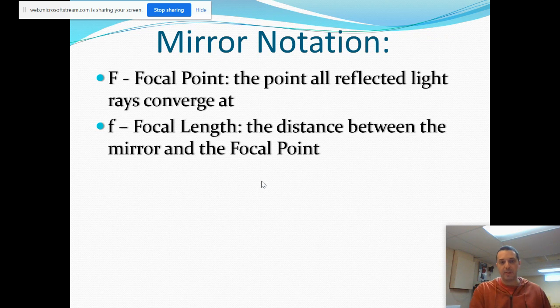We're identifying the point. If we want to look at the focal length from a mathematical perspective, we also use that same F. We just make it a lowercase instead of an uppercase.